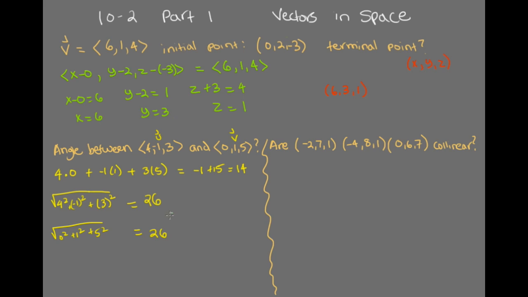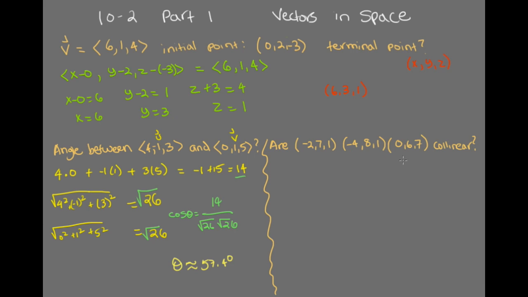We have cosine theta is equal to 14, which we found here, over the root of 26 times the root of 26. And we can just plug that into our calculator, and we get theta is approximately equal to 57.4 degrees.